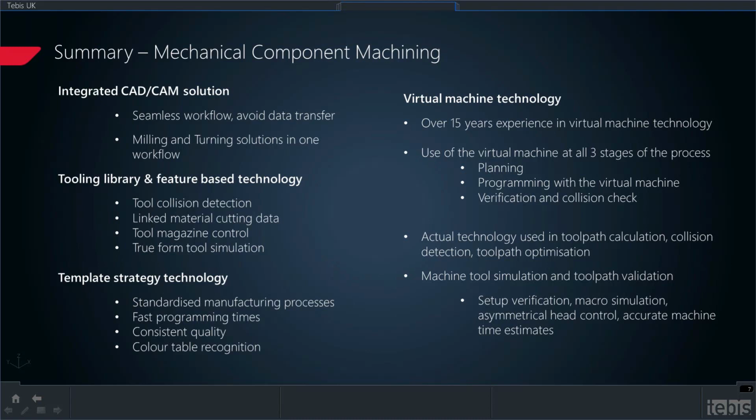The virtual machine technology, with over 15 years experience in virtual machine technology, use of the virtual machine at all three stages of the process. We can use it in planning, programming and verification and collision checking. We use actual technology used in toolpath calculation, collision detection, toolpath optimization, machine tool simulation and toolpath validation. We can set up verification, macro simulation, asymmetrical head control, accurate machining time estimates.